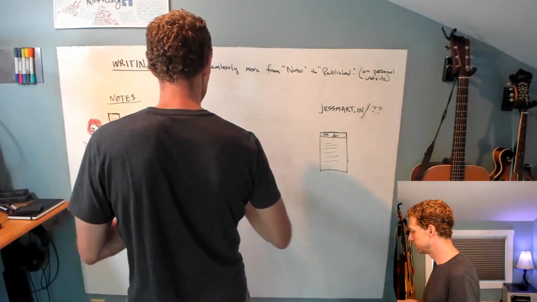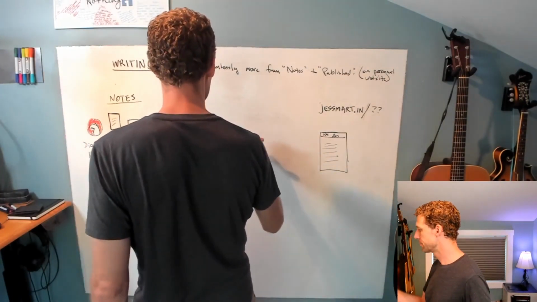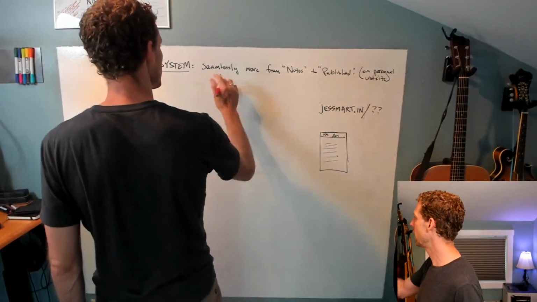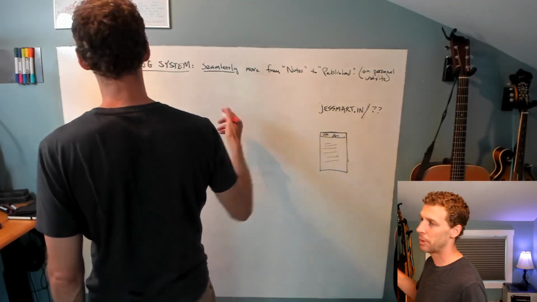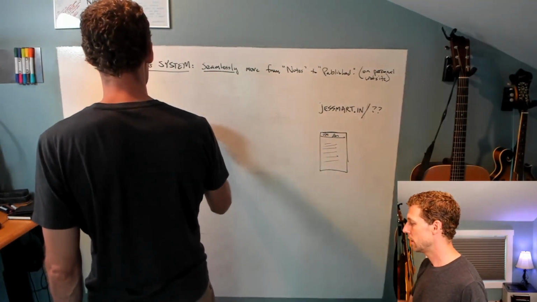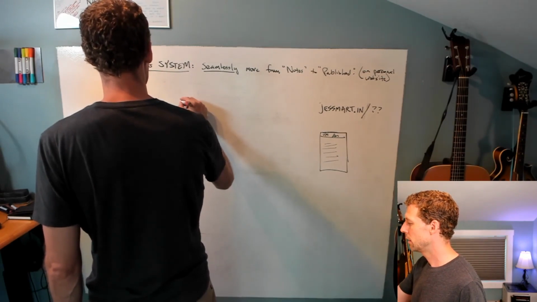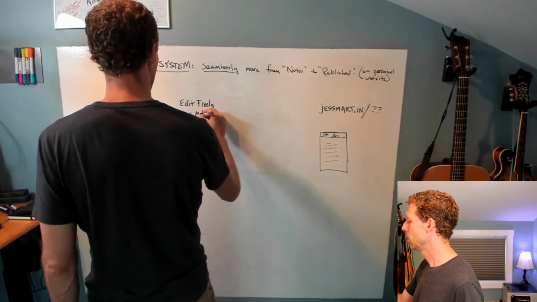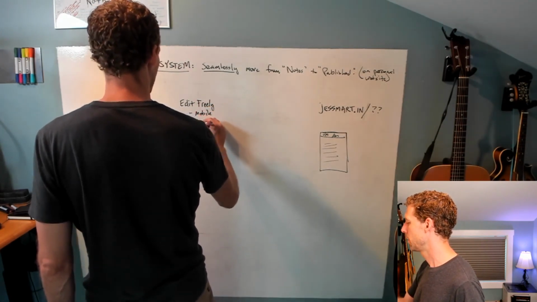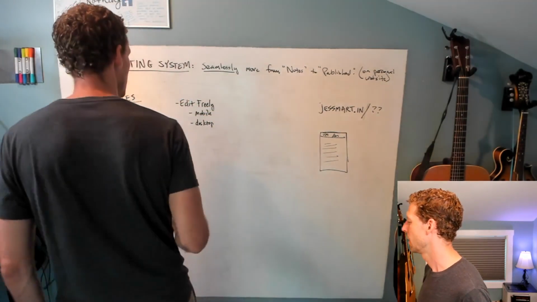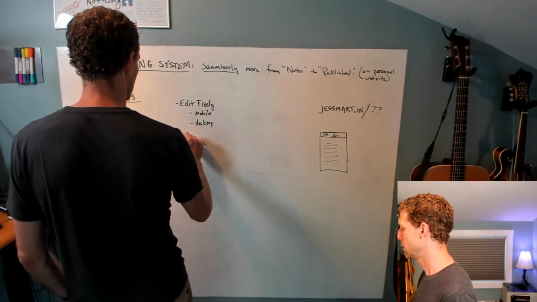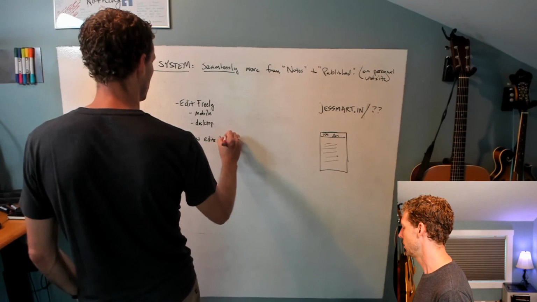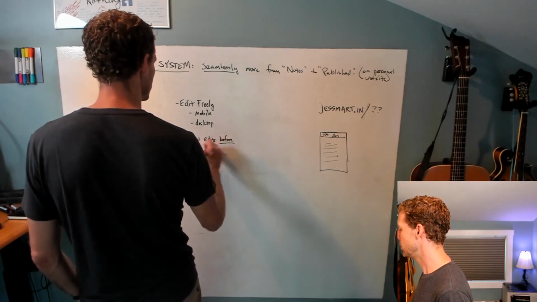So options. Actually, before I talk about options, I want to talk about my desired characteristics. So I talked about seamlessly moving from notes to published. What I'd love to be able to do is edit freely, mobile and desktop, and then I'd like to be able to review edits before publish.